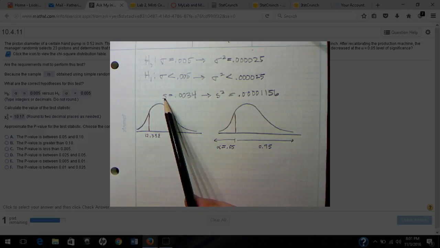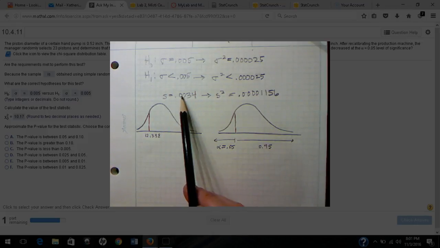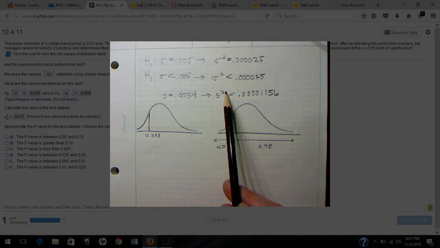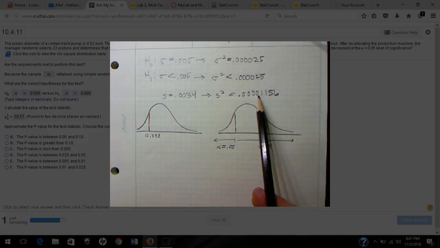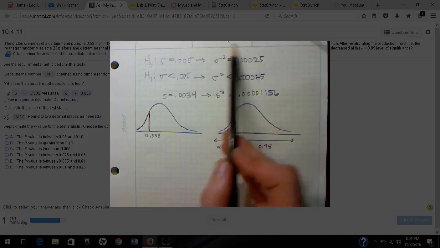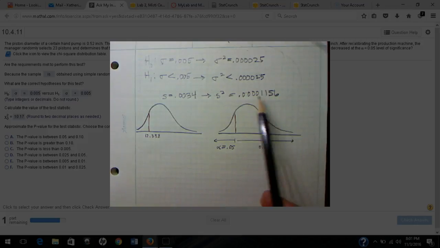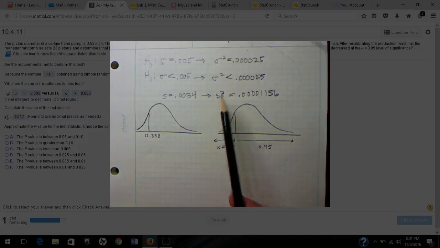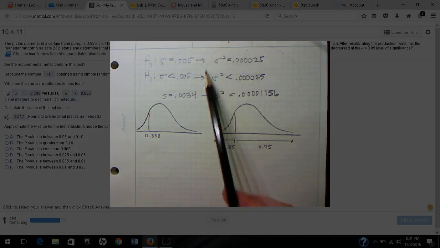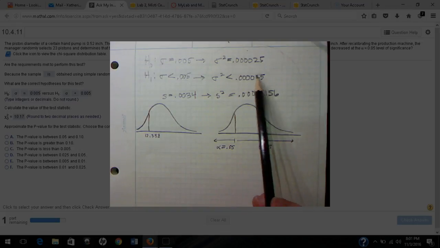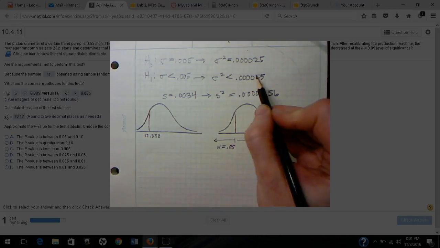Likewise, when we have the test statistic or the sample standard deviation 0.0034, we need to square that in order to have the sample variance instead. So StatCrunch is going to be asking us for these values. Actually, I think all it asks us for is the sample variance. It doesn't actually ask us for these values up here, these hypothesis values.